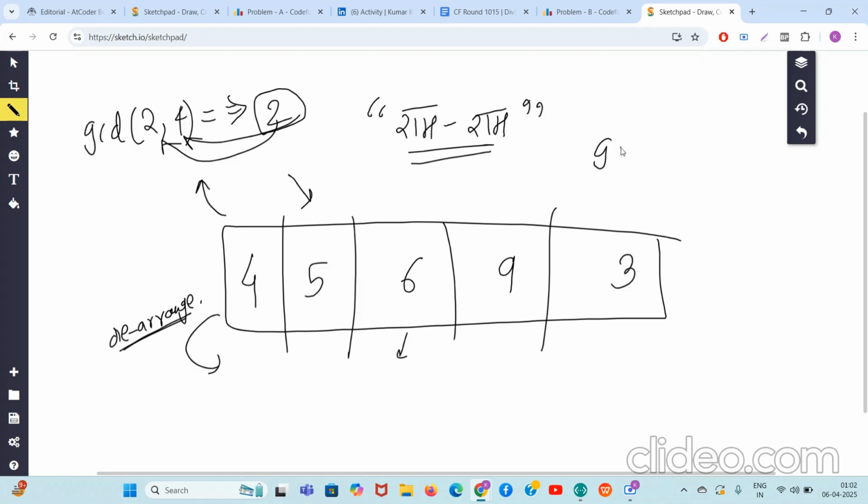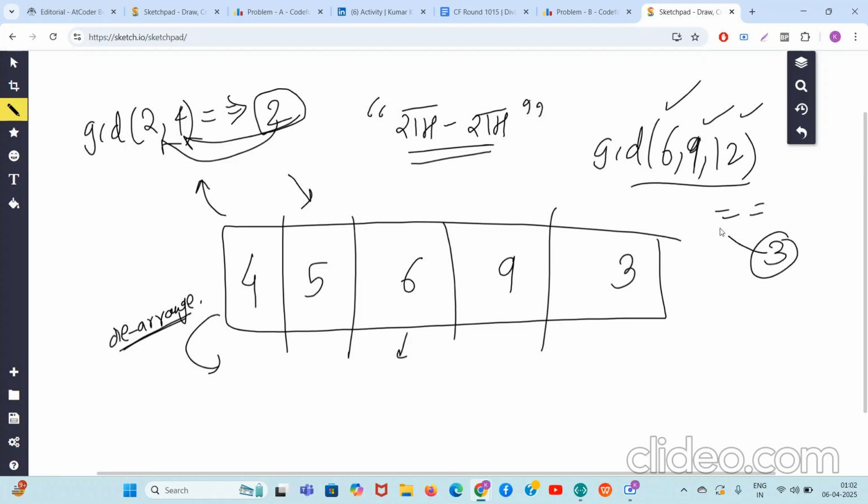What is the GCD of 6, 9, 12? Think about it. Which is the largest number which can divide 6 as well as 9 as well as 12? 3 can divide 6, 9, 12. So 3 is the answer, baby. Anyway, so these things are clear to my lovely students.